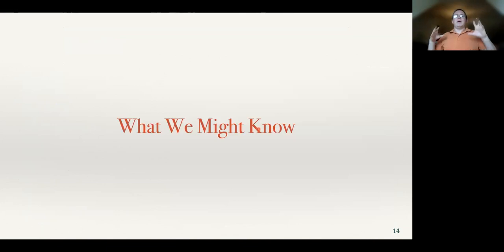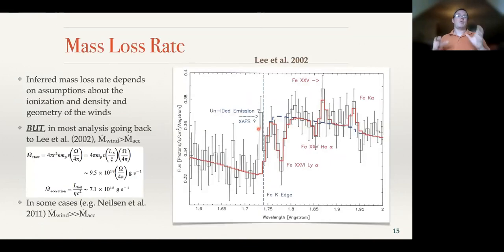So those things that we do know. As far as what we might know, I think that what we might know is the mass loss rate. And the reason that I say we might know the mass loss rate in these winds is because the mass loss rate depends on assumptions that you make about how the gas is ionized, about the density in the gas, and the geometry of the winds. So some of this is model dependent.